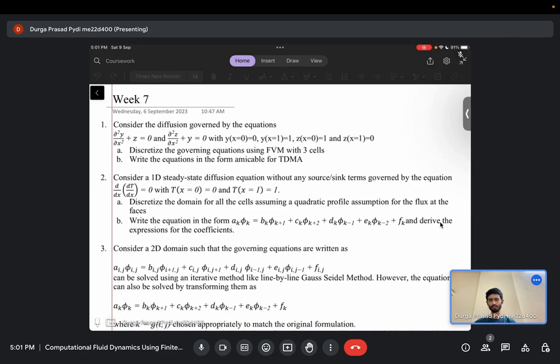We'll get started with question number 1. Question number 1 gives you two differential equations. However, here we have two different variables. It's a one-dimensional equation, but we have two variables, y comma z, and they are coupled through the differential equations. The objective is to discretize the cells and then make the forms amenable to be solved with TDMA that we learned in the lectures.